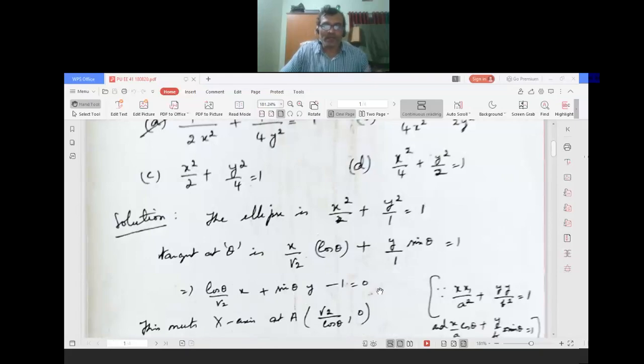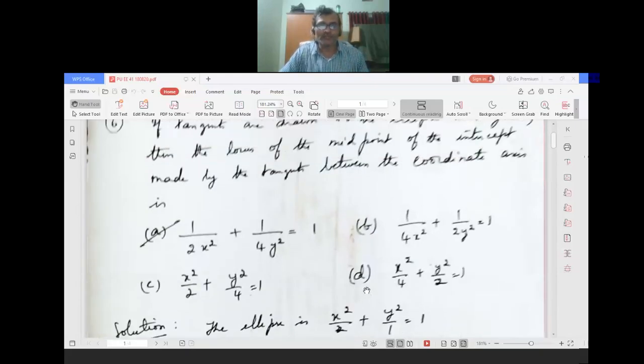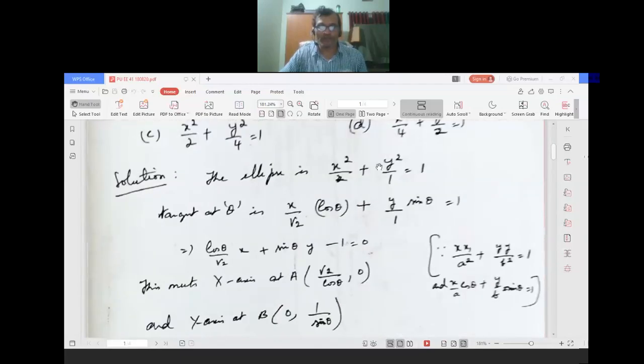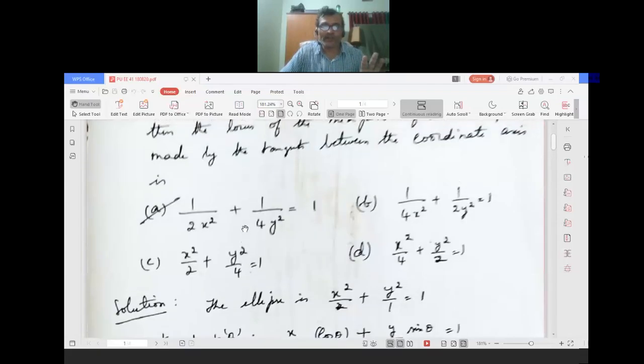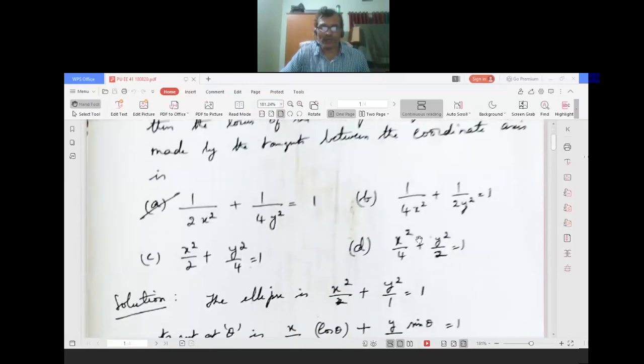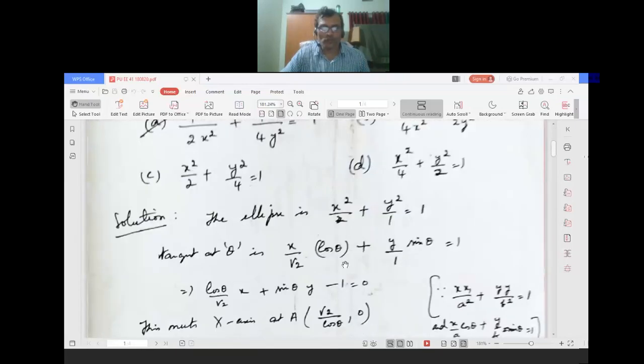Okay. Now the ellipse given here is x squared by 2 plus y squared by 1 equals 1. Tangent at the point theta. The point is given here, so for that we use x squared by 2 plus y squared by 1 equals 1. The tangent will be xx1 by a squared plus yy1 by b squared. We can take the point as cos theta comma sin theta naturally.